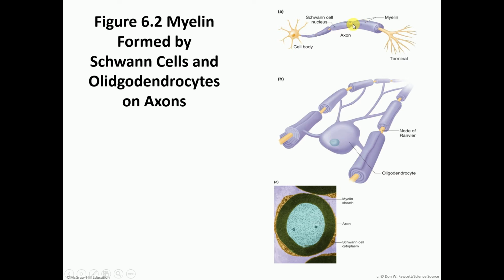So comparing to the Schwann cell that can only wrap around one portion of the axon, your oligodendrocyte branches out and takes part in the myelination of several axons and several parts of the axon. And again, the gaps in between are known as the nodes of Ranvier. Generally speaking, myelination speeds up the propagation of the action potential or the electricity on the axon.